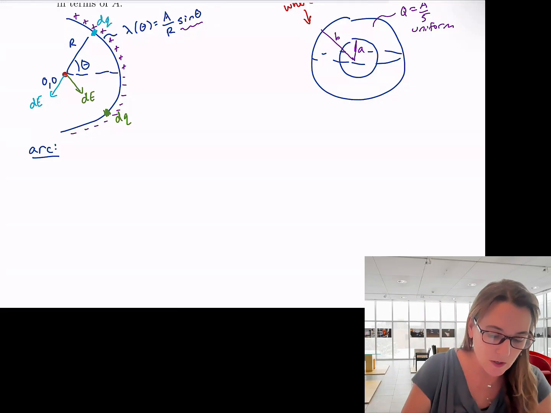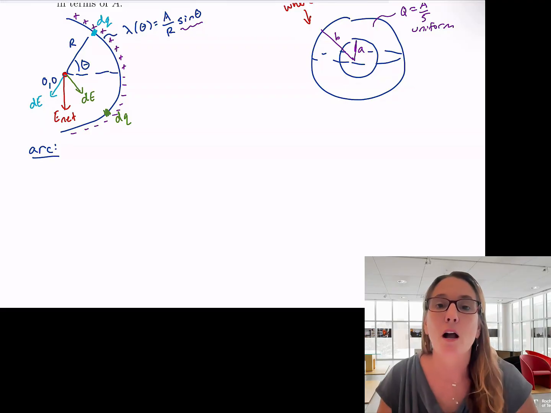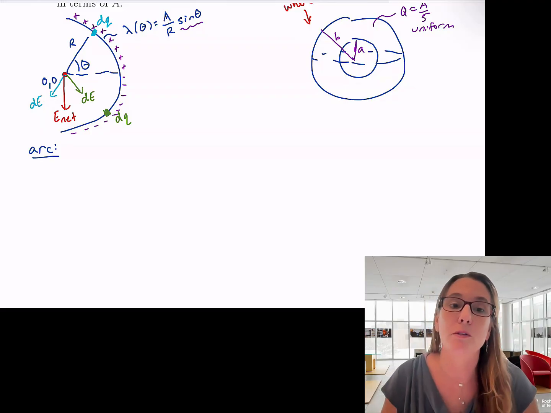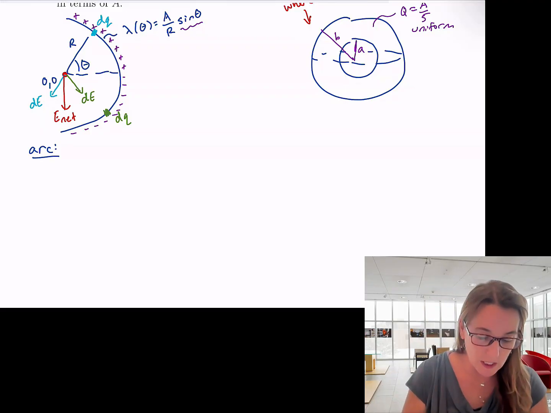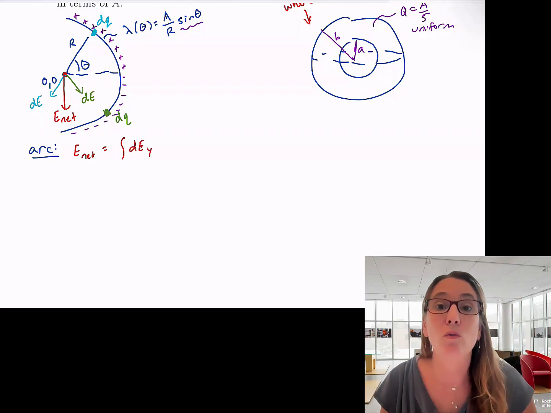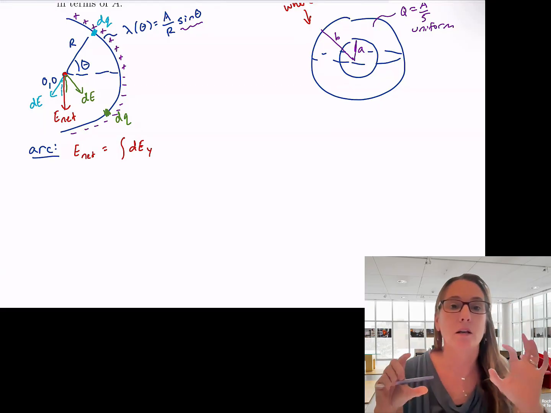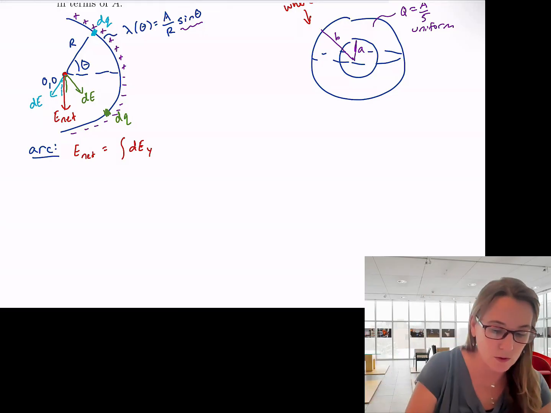So what we can see here is that our net electric field is actually just going to be in the y direction because of symmetry. And so we can take that into account when we do these integrals. So E net is going to be equal to the sum of all of our dE y's, and we just want to write out what the y component is of each of these little dEs. So those tiny electric fields have y component contributions.